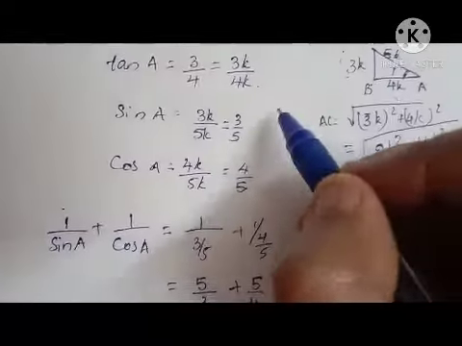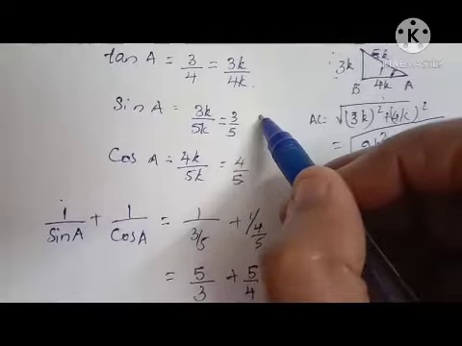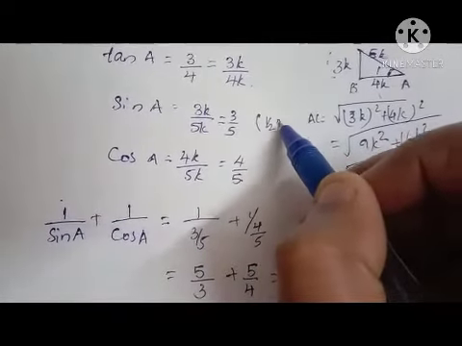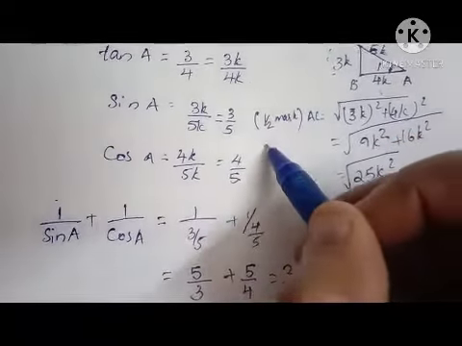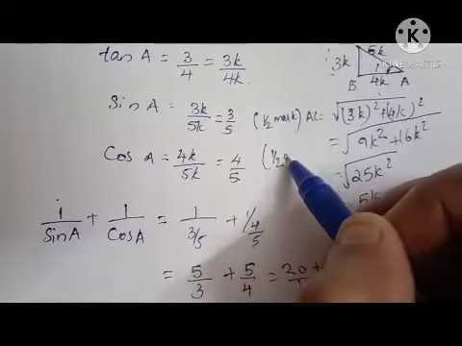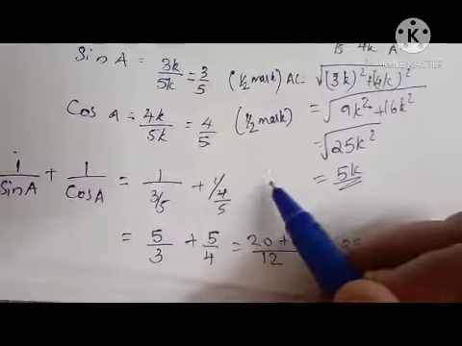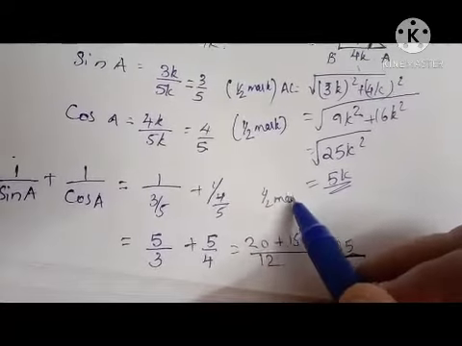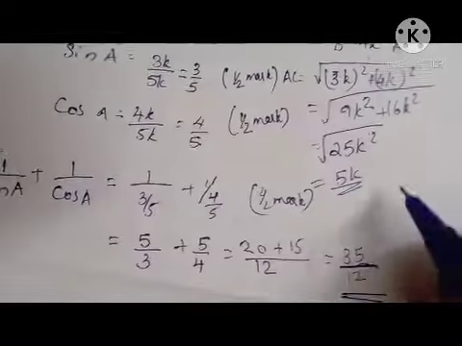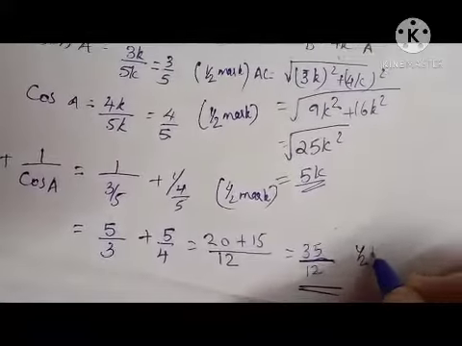2-mark question, right? So half mark for value of sin A, then half mark for getting the value of cos A, then half mark for substitution of these values. Okay, then the last half mark for this last answer.